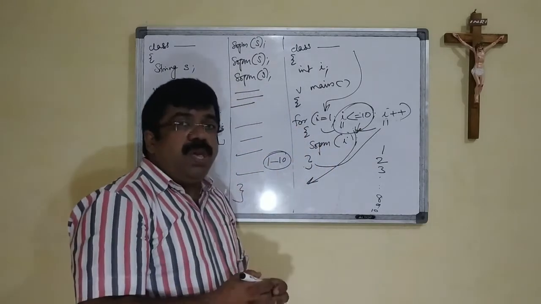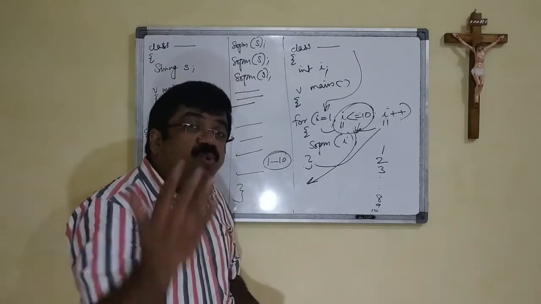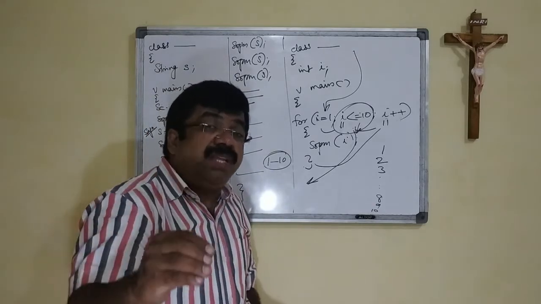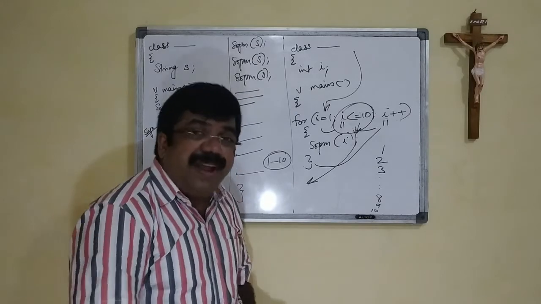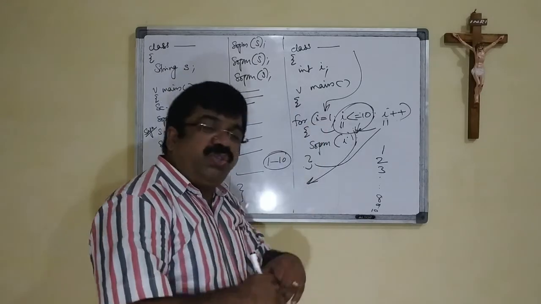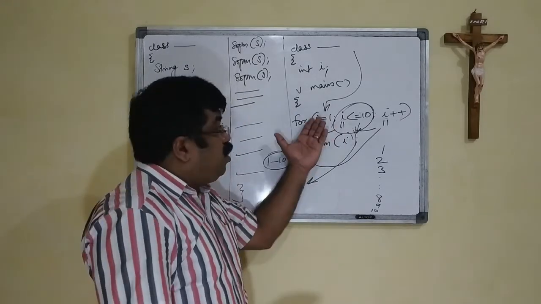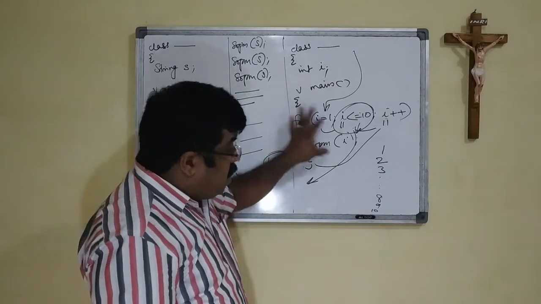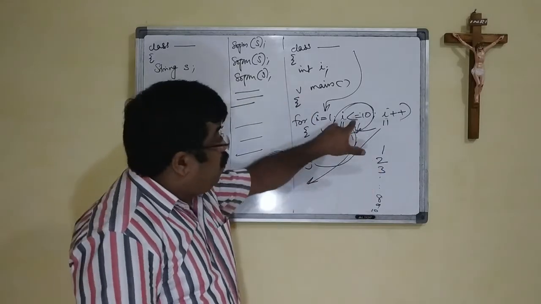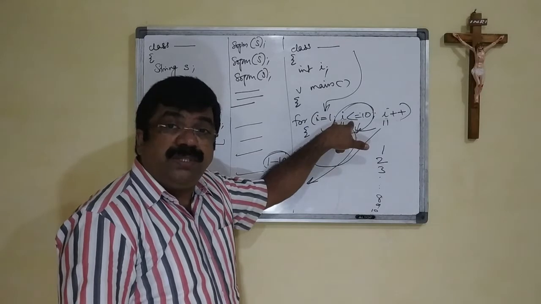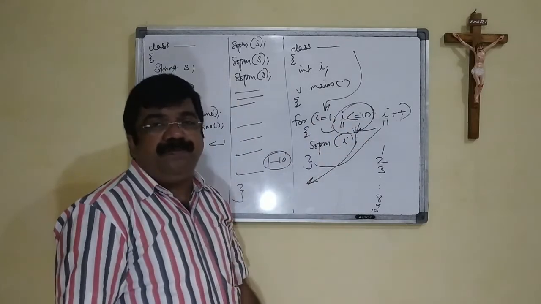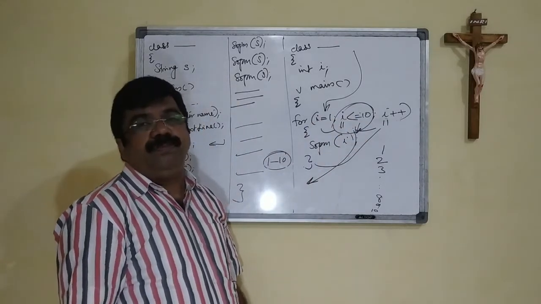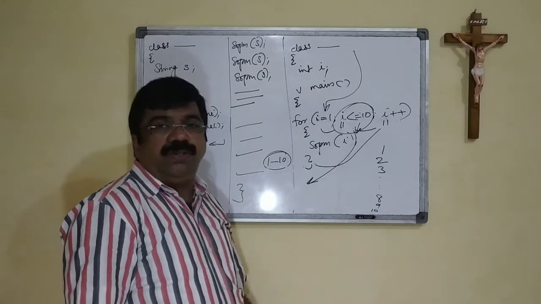As we saw, a set of statements are executed repeatedly unless and until a condition is satisfied. So our condition is over. We wanted to go from 1 to 10. It is done here. When this condition becomes false, we come out of the loop. That is the form.